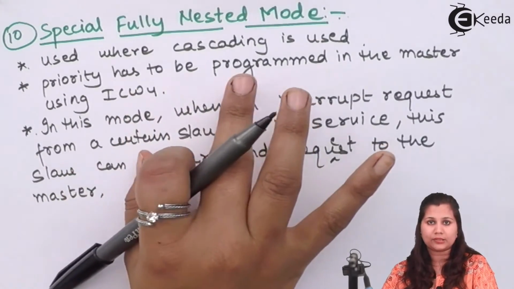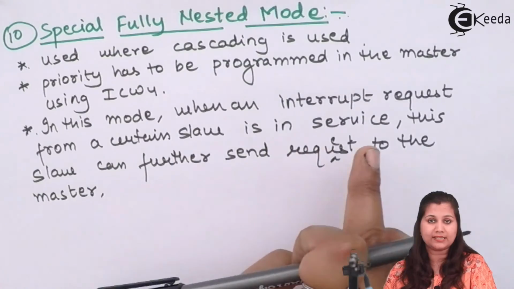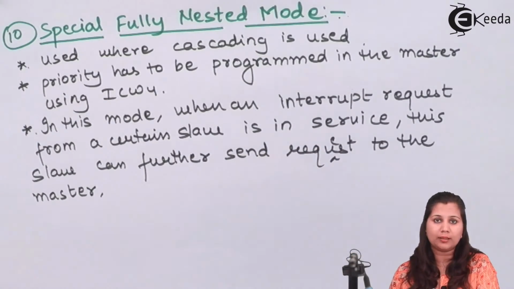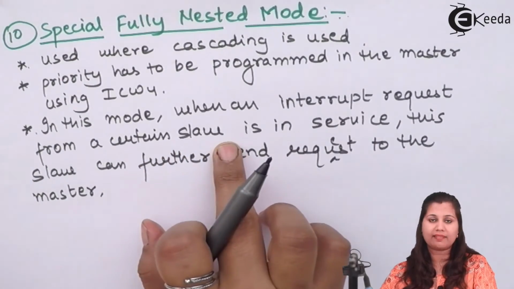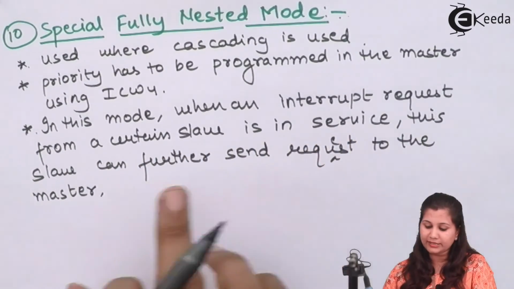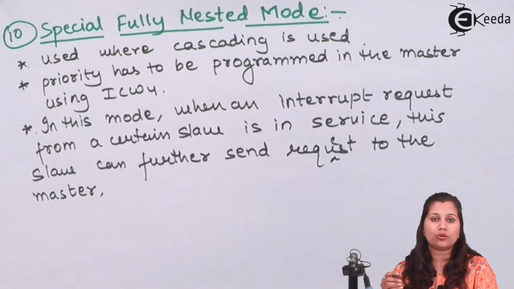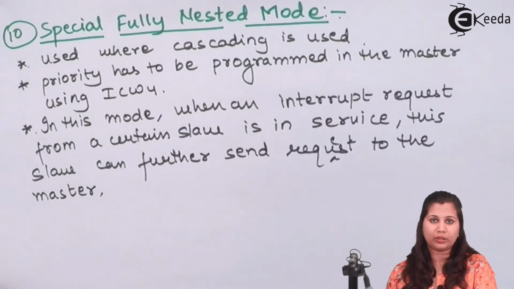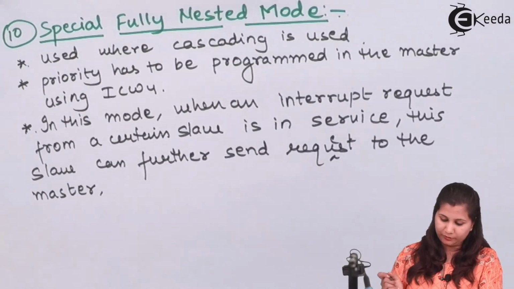Now in this mode, when an interrupt request from a certain slave is in service, there are various slaves connected to the master IC. If any slave has given a request and that request is in service, this slave can further send requests to the master. It is not the case that once it has given a request, it cannot give any other request. It can also generate other interrupt requests.